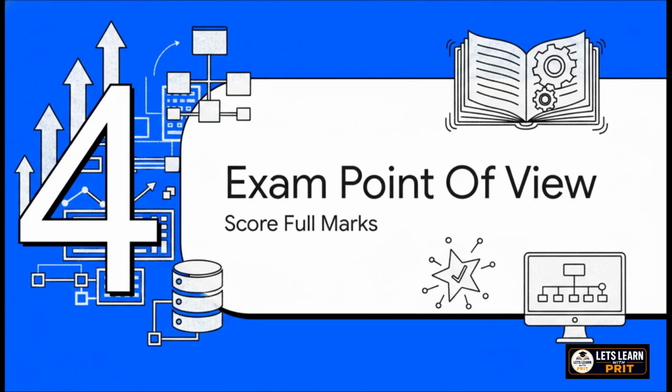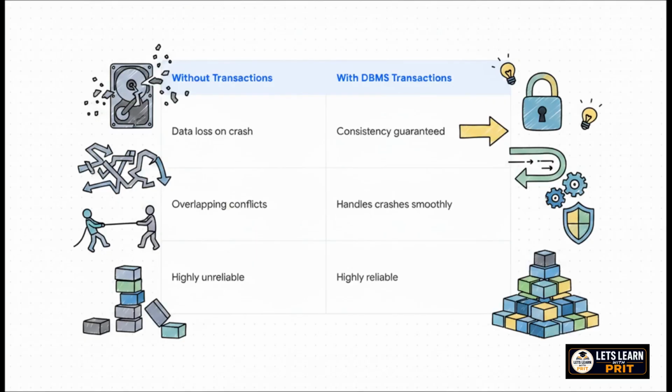Section 4. Exam point of view and how to score full marks. So, the crucial point is, whenever you get a question on this topic, मैं strongly recommend करूँगा कि आप एक direct comparison table draw करें. Examiners absolutely love structured answers. You just make 2 columns. On the left, list without DBMS transactions, and there you'll highlight data loss, user conflicts, and unreliable systems. On the right, contrast it with DBMS transactions, emphasizing guaranteed consistency and smooth crash handling. Ye visual comparison instantly shows the examiner that your concepts are crystal clear. It's basically full marks guaranteed.